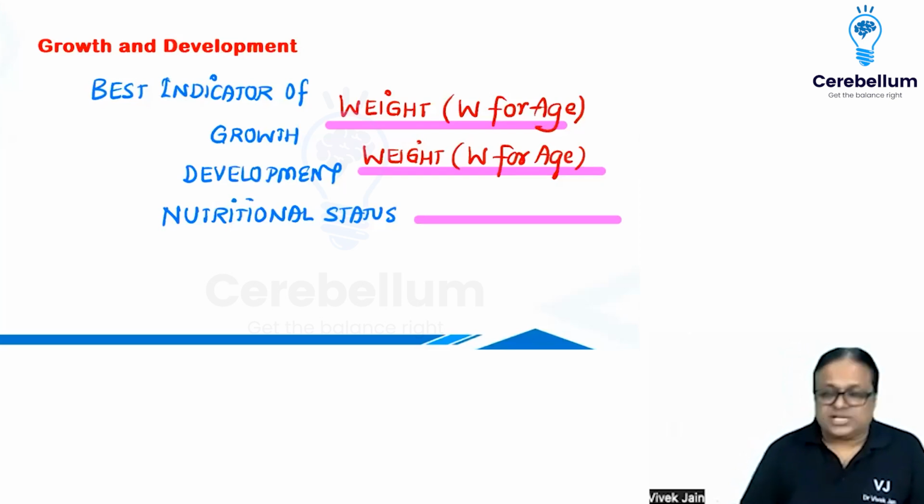How do you assess nutritional status of a child? Next question of the FMGE paper. How do you assess nutritional status of a child? Answer is again the same. Weight or weight for age.